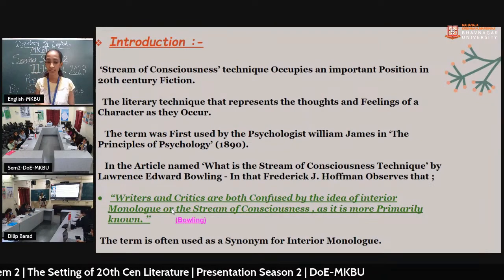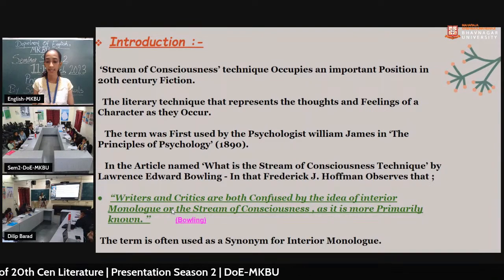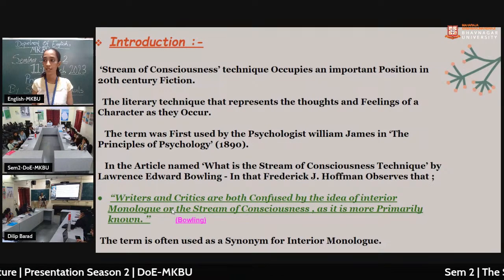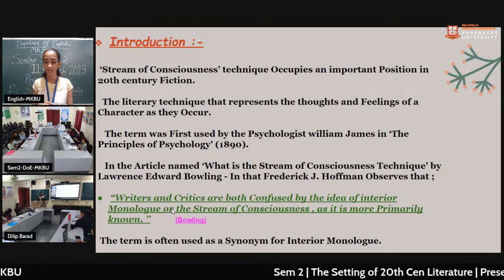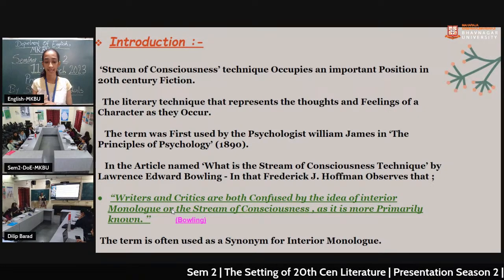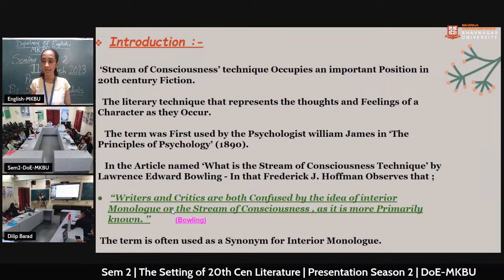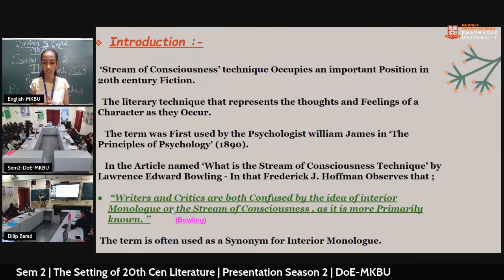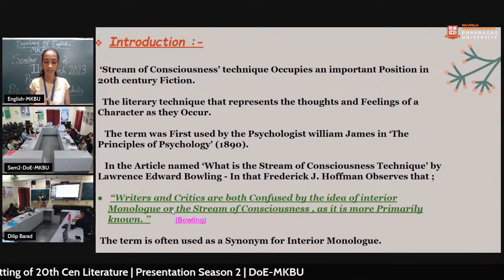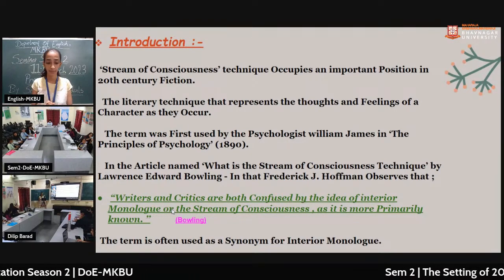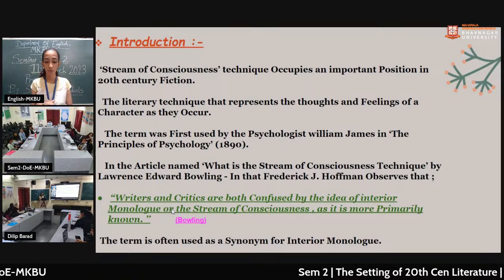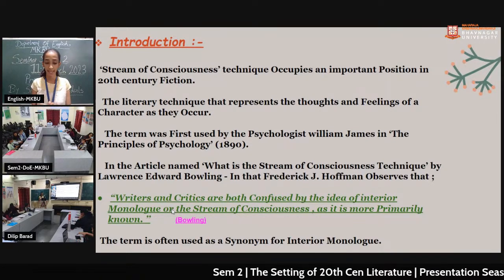The stream of consciousness technique occupies an important position in 20th century fiction. It is a literary technique that represents the thoughts and feelings of a character as they occur. The term was first used by the psychologist William James in his book Principles of Psychology in the year 1890.